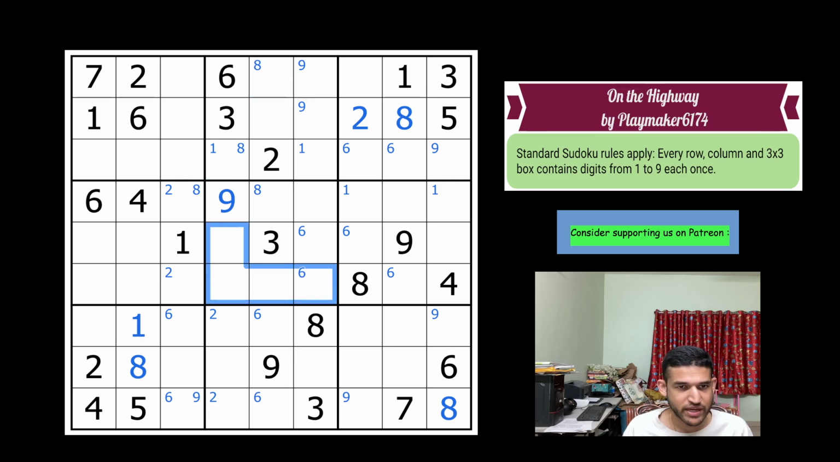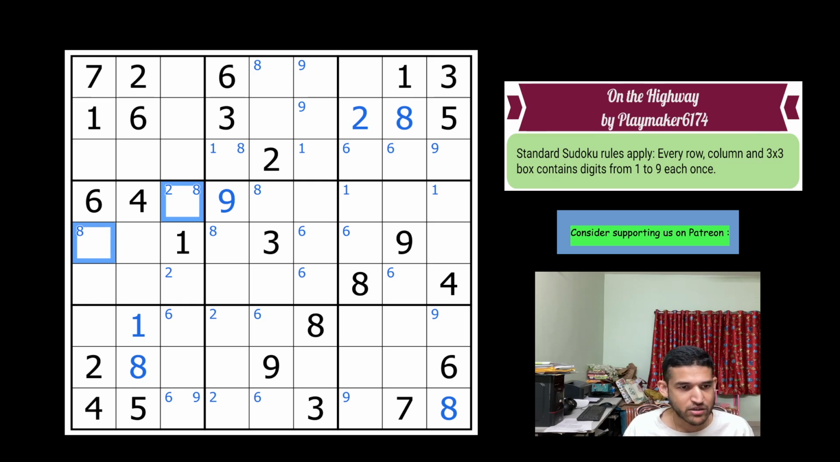And 8 in box 5 must be in one of these 2 cells. I'm just tidying up the 8s. 8 cannot be here, 8 cannot be anywhere here. So again, 8 has 2 cells, these 2. Okay. So now we can try to hit the Sudoku a little bit harder.